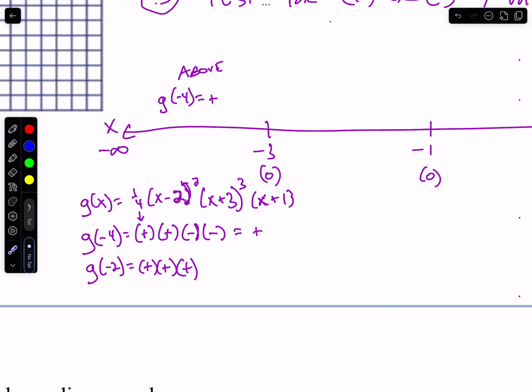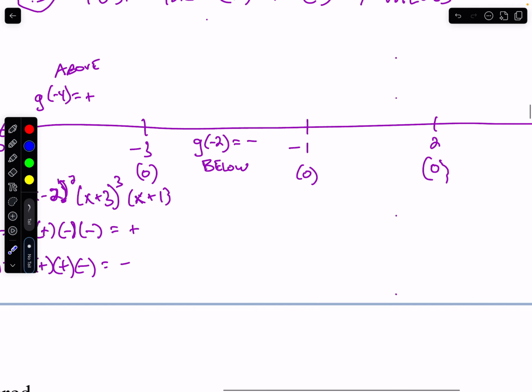And then when I plug in -2 here, I get a negative. -2 plus 1 is -1. So that's going to be a negative. So g of -2 will be negative. So there is a sign change and it will be below the x-axis. There is a sign change at this 0, at -3. We go from above the graph and we're going to cross to below.